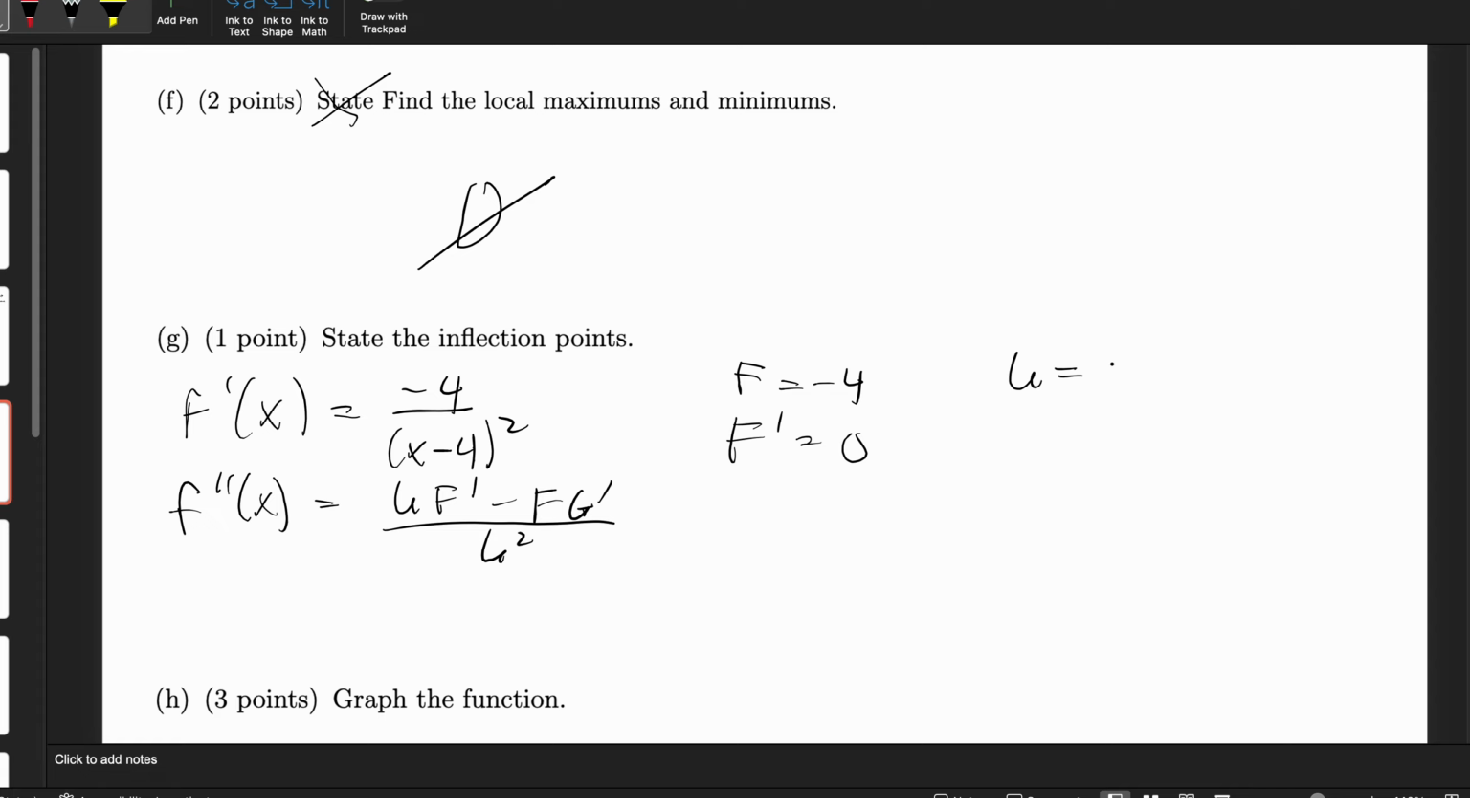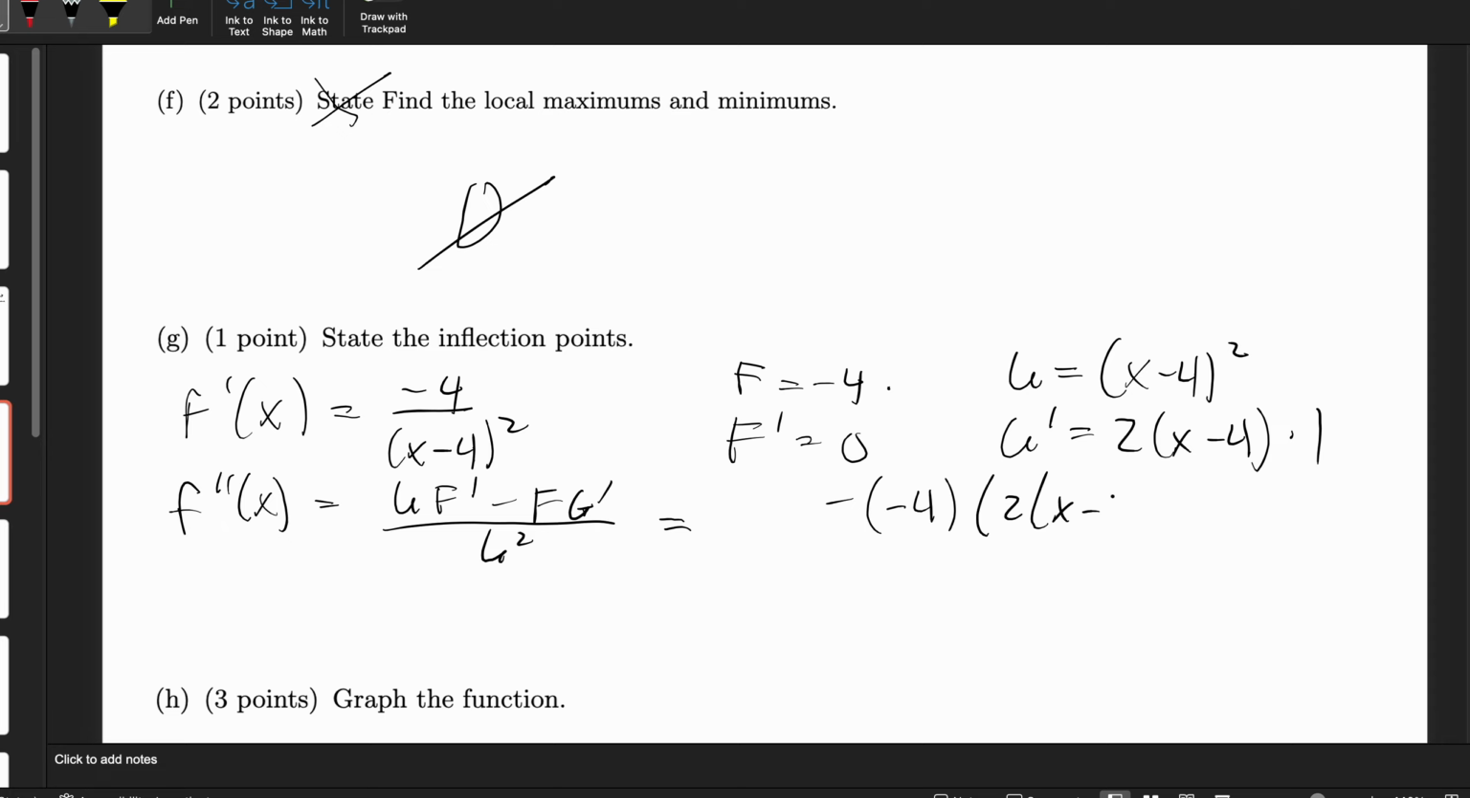g is (x − 4) squared. And g prime is going to be 2 times (x − 4) times the derivative of the inside, because it's the derivative of the outside times the derivative of the inside. The derivative of the inside is just 1. So this whole thing is going to be g times f prime, which is 0, so I'm not going to write that, minus f g prime, and that's going to be minus negative 4 times 2(x − 4) all over g squared.